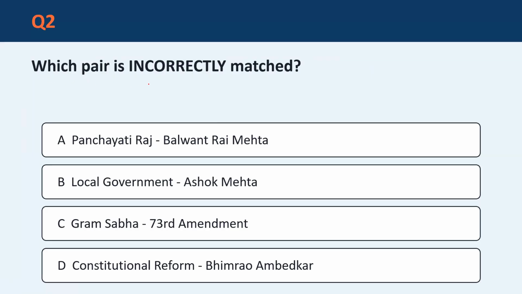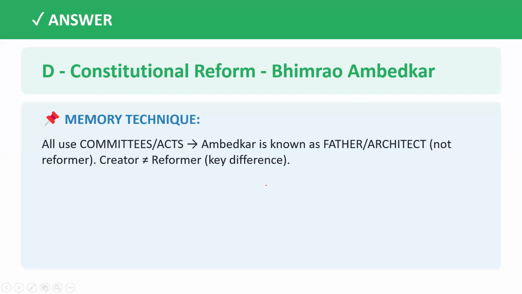The second question is, which pair is incorrectly matched? The options are Panchayati Raj, Balwant Rai Mehta; Local Government, Ashok Mehta; Gram Sabha, 73rd Amendment; and Constitutional Reform, Bhimrao Ambedkar. This question is very easy but also confusing. Let us look for the answer. It asked which is the incorrect pair, so the incorrect pair is Constitutional Reform with Bhimrao Ambedkar.